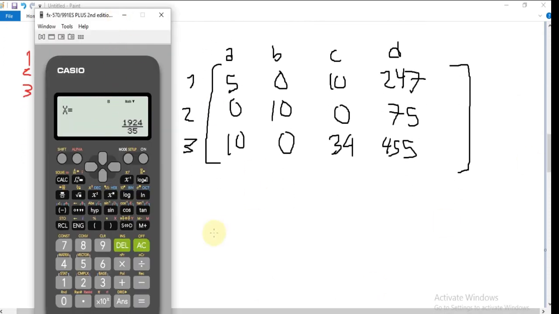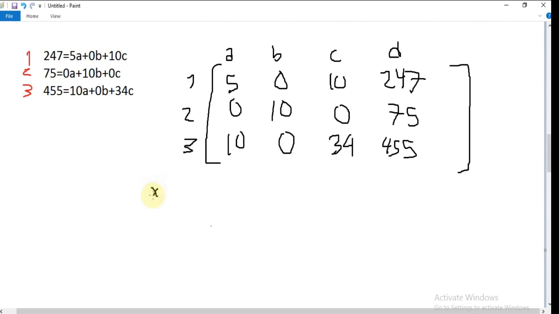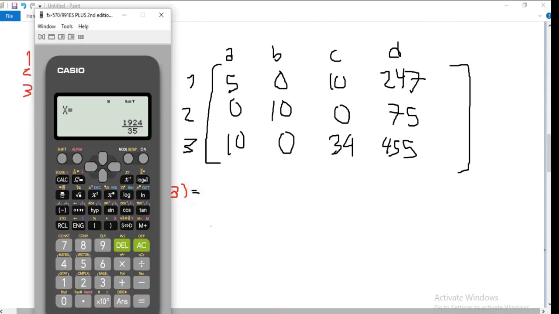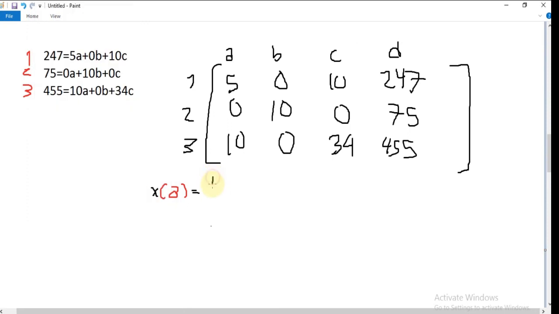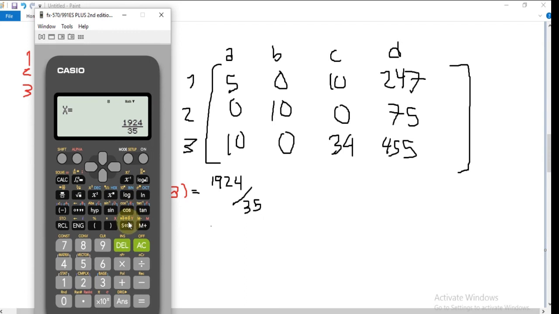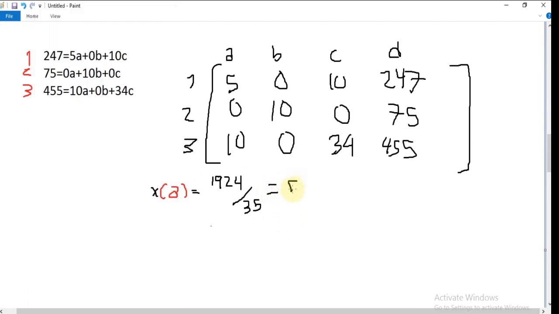Now x is what we indicate as a, the missing value. So, 1924 over 35. The approximated value is 54.97. Use only two decimal places.